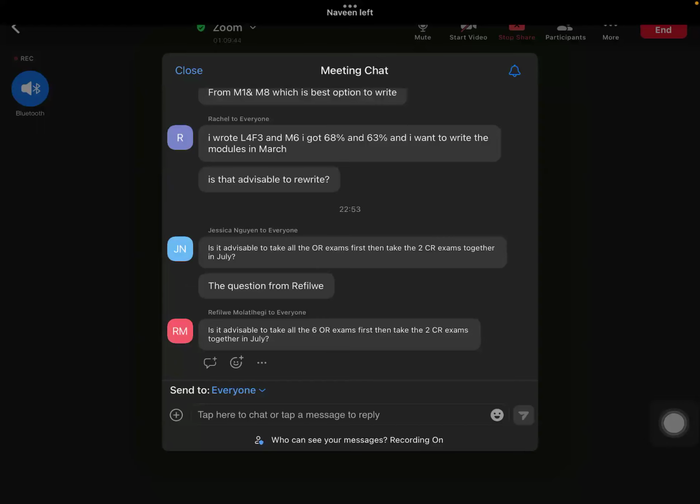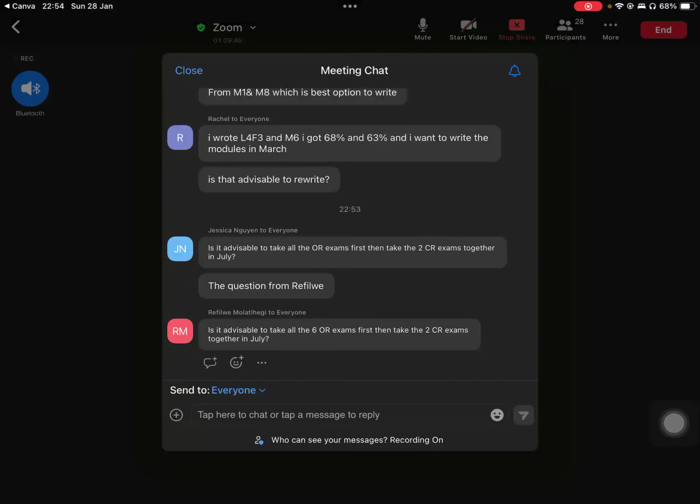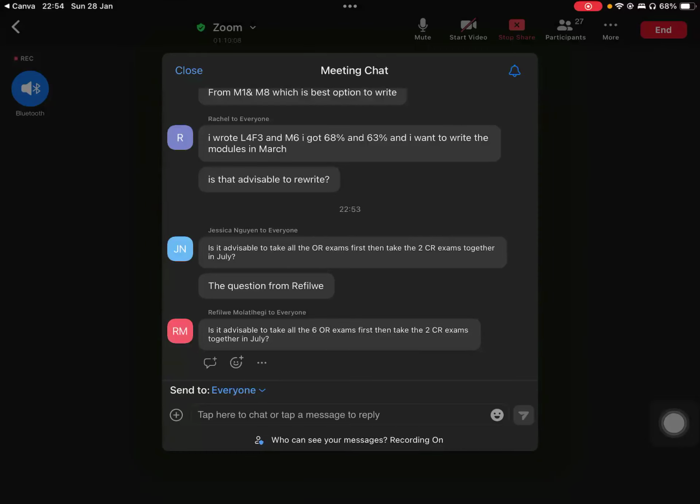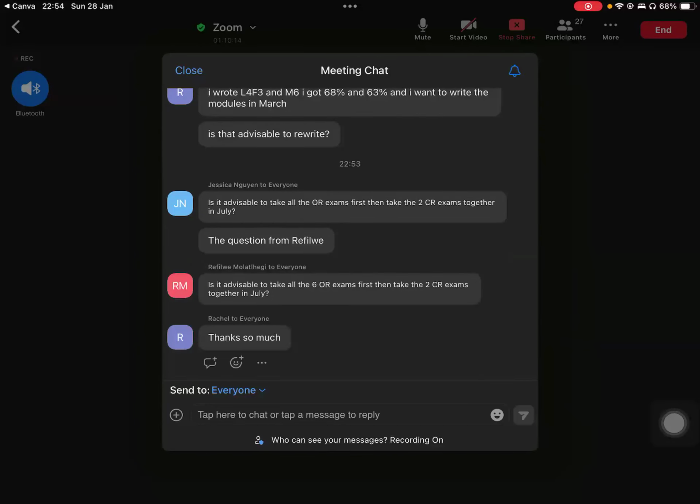Rachel: I wrote L4, M3, and M6, and I got 68 and 63. And I want to write the modules in March. Is it advisable to rewrite? Actually, yes, because the content of L4, M3, and L4, M6 has not changed much. They have not changed much. So you can be confident that you can recall the knowledge and apply it accordingly.